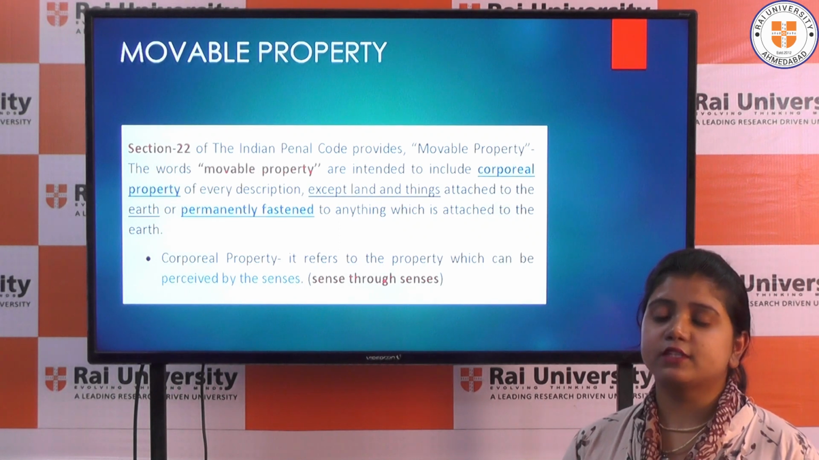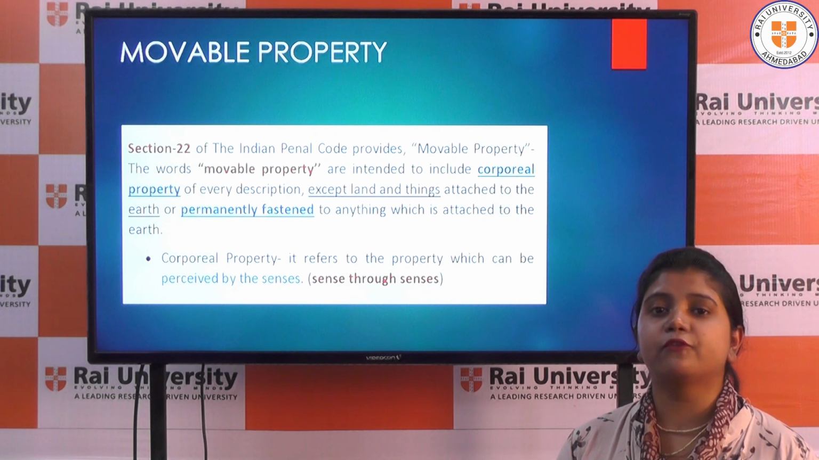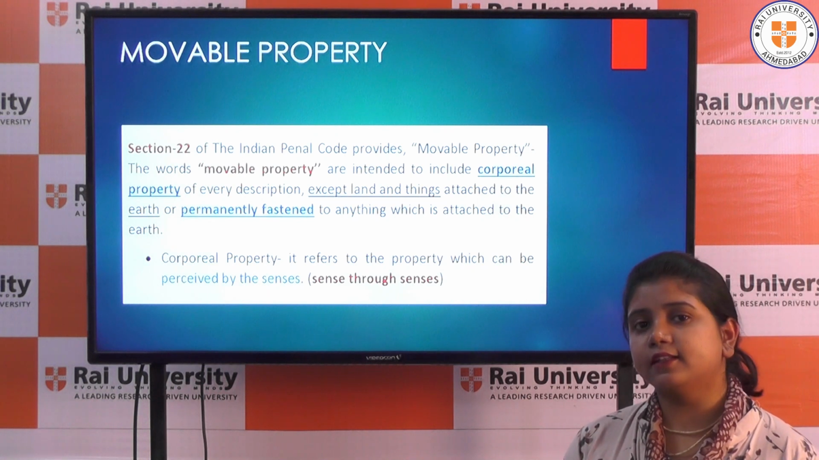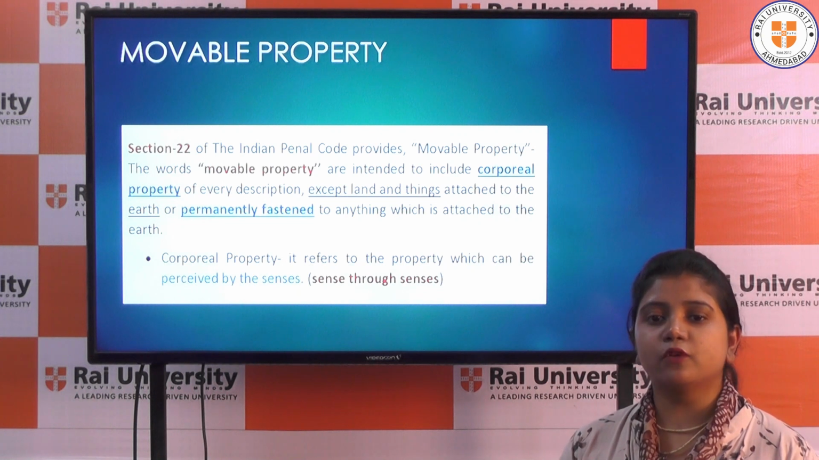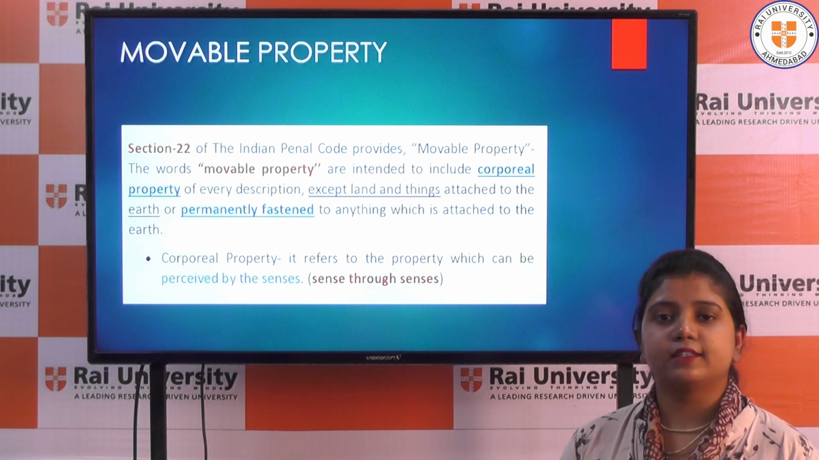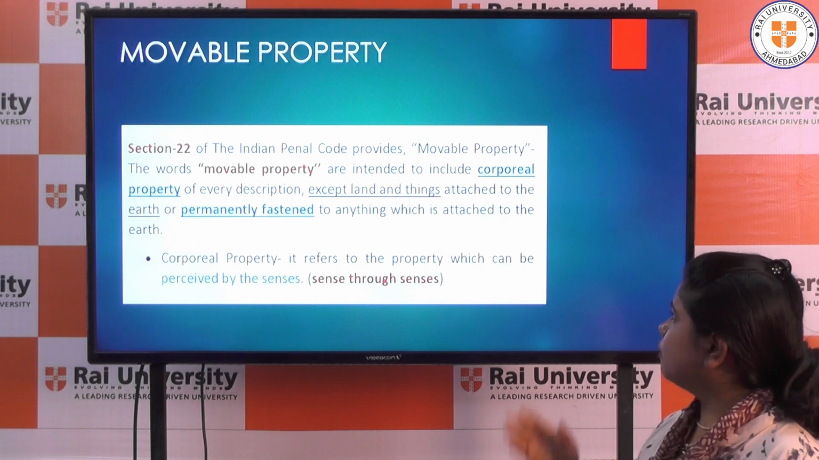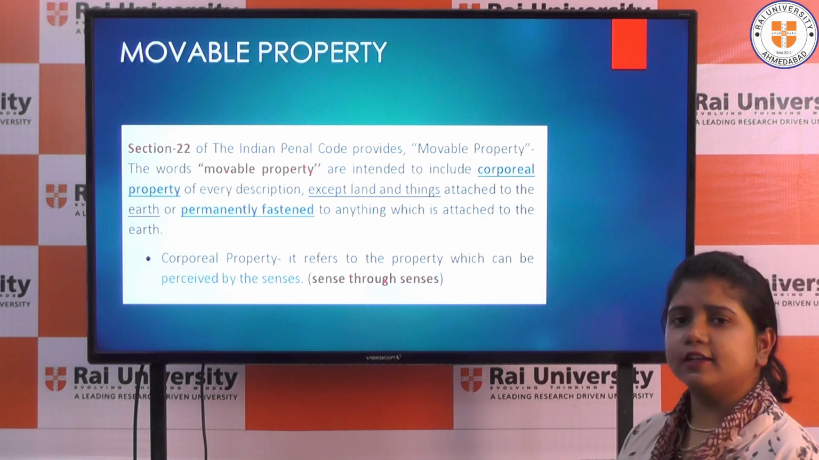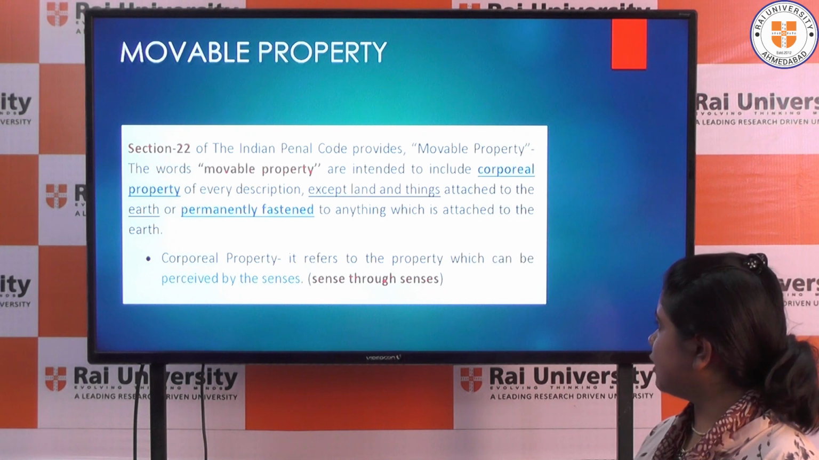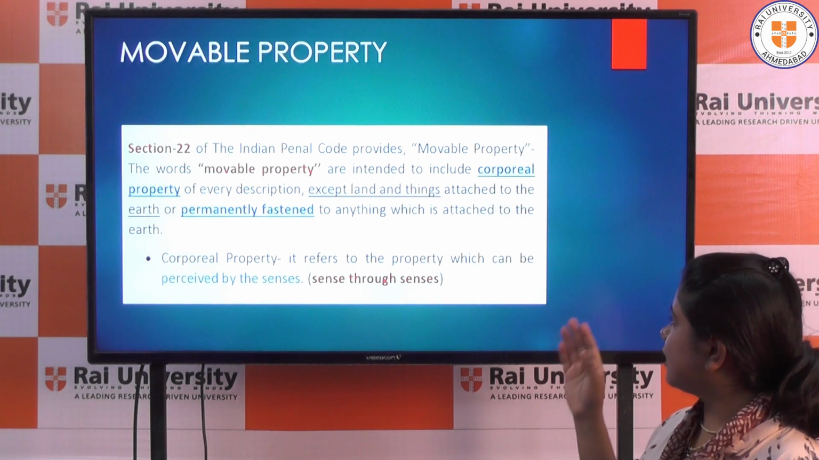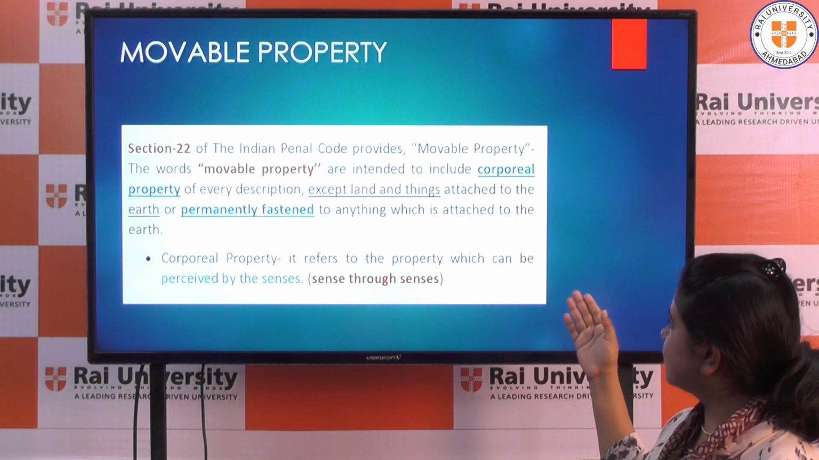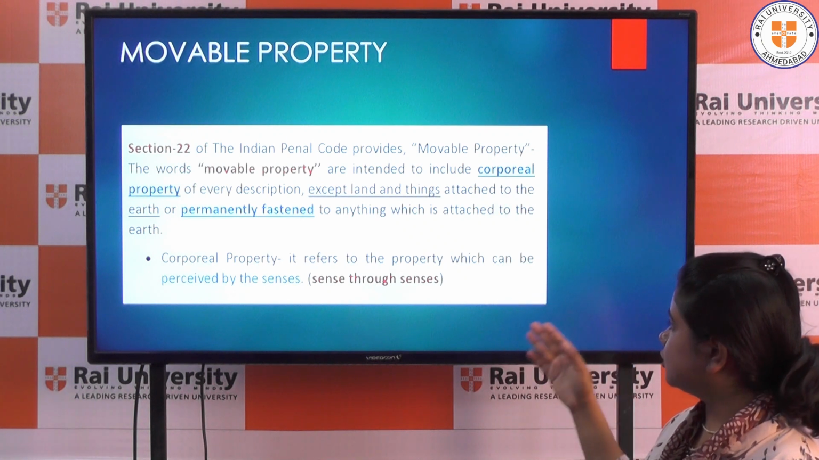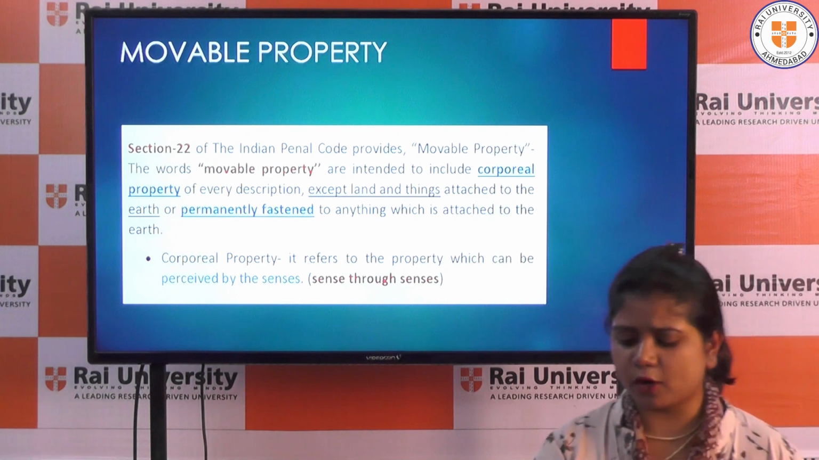The things which have an intention or purpose to be fixed for a period of time, that will be immovable property, and the things which have the purpose to be removed after some time, that will be movable property. So movable property is basically defined under section 22 of IPC as well. Here it is defined as: except land and things attached to the earth or permanently fastened to things attached to the earth, everything else is movable property.